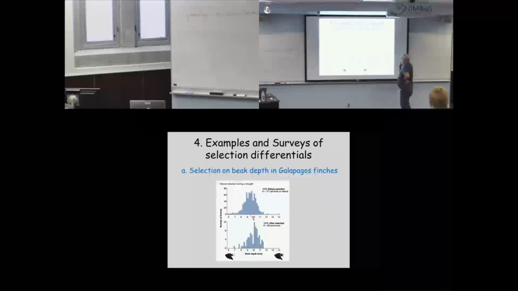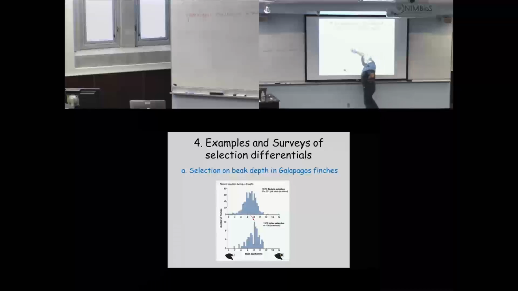Okay, so here's an actual example. Peter and Rosemary Grant and their students studied Geospiza fortis on Daphne Major in the Galapagos Islands, and they had this distribution of beak depths in their finches in fortis before a drought.